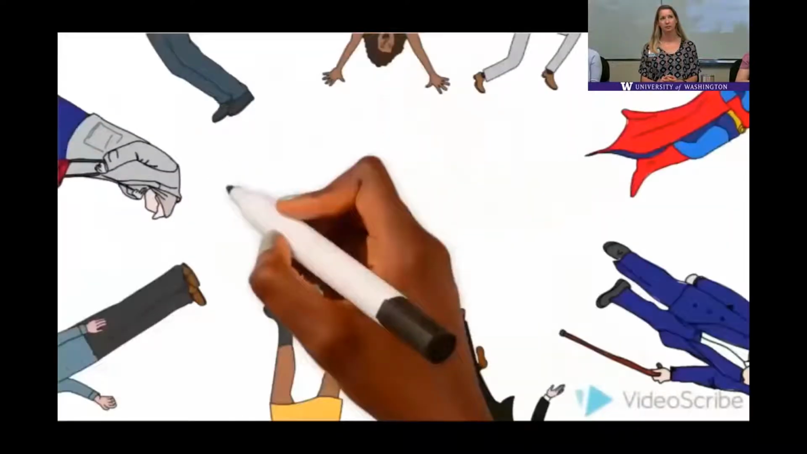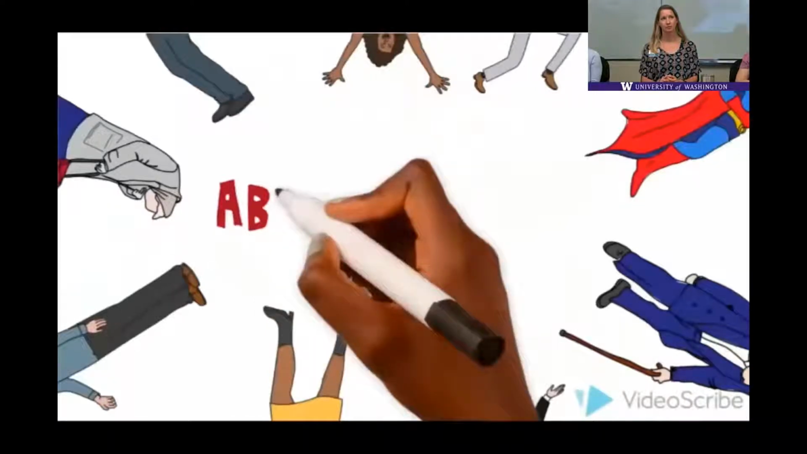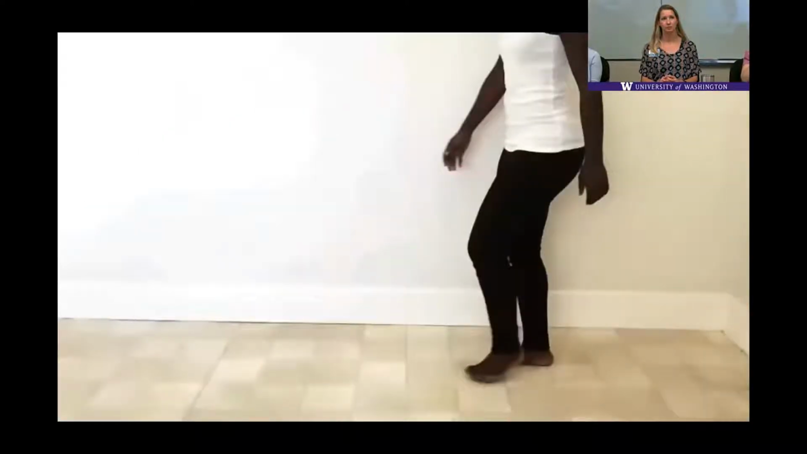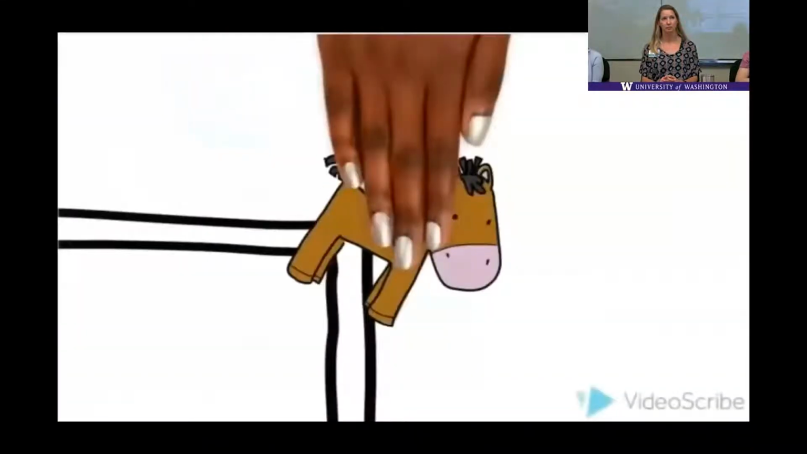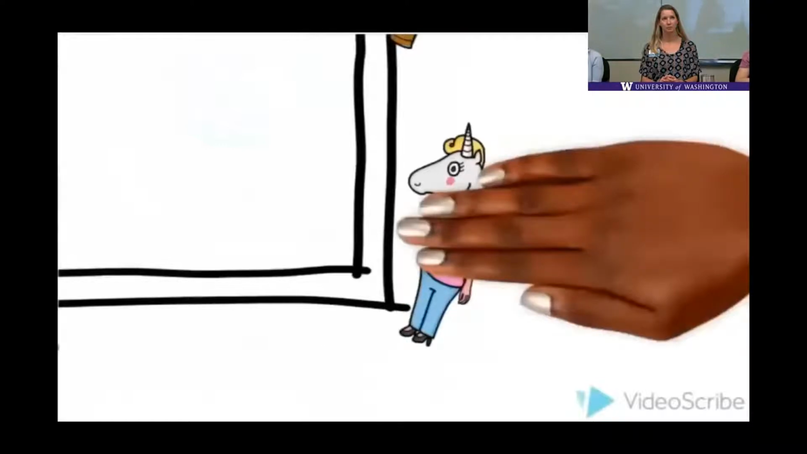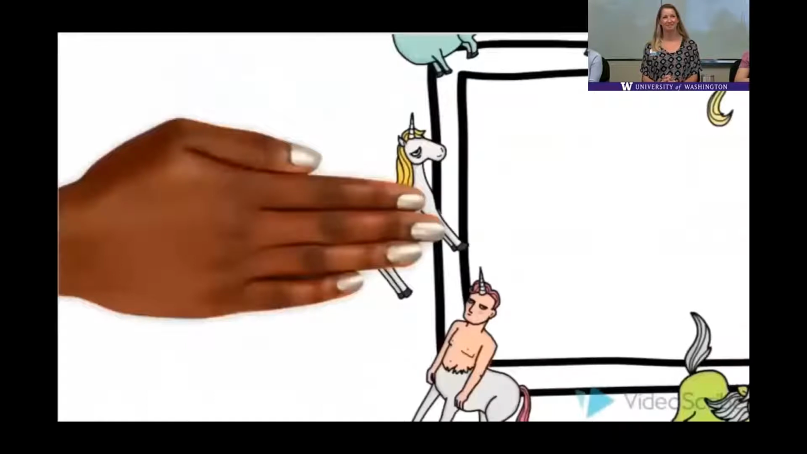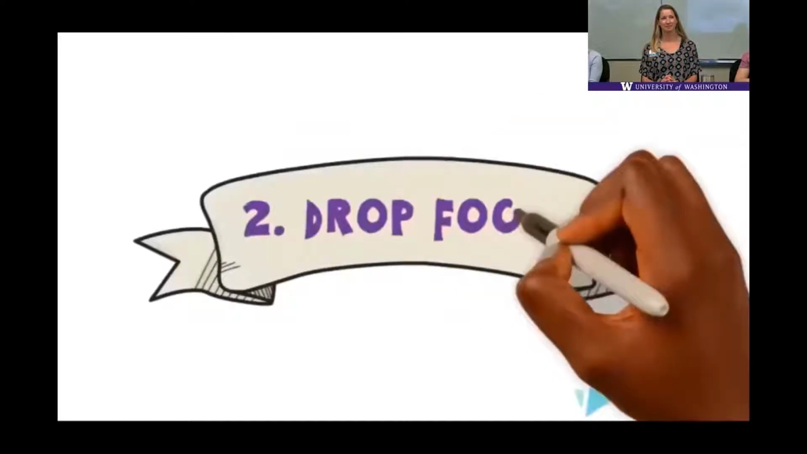And now, let's have a look at a few abnormal gaits. First up is equinus. Here we want you to notice how she tiptoes on her left foot. This is because she can't dorsiflex, and as a result, she can't strike the ground with her heel. Equinus is seen in cerebral palsy, tightness of the Achilles tendon, and limb length discrepancy, amongst others.